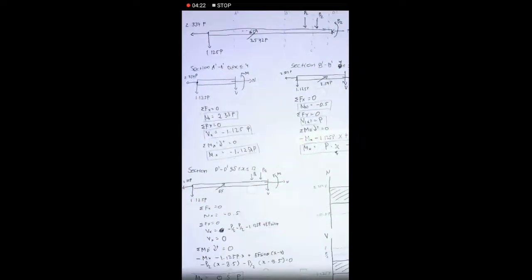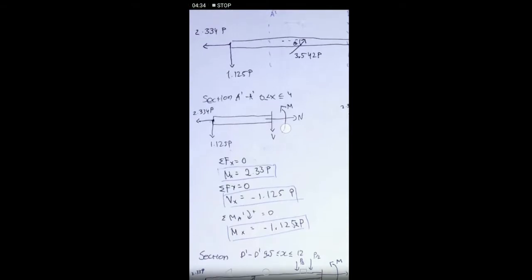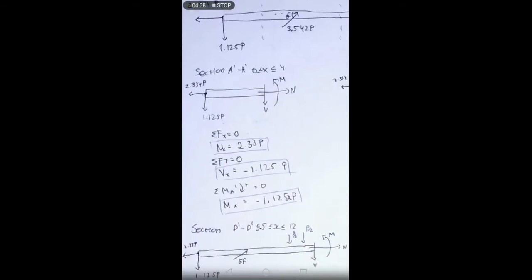Now that we have all the forces, we can now make the internal force diagram. The first section we will focus on is section number 1, or A prime, that runs from 0 meters to 4 meters. The shear force indicated will be downwards, the normal will go to the right, and the moment will go counterclockwise.